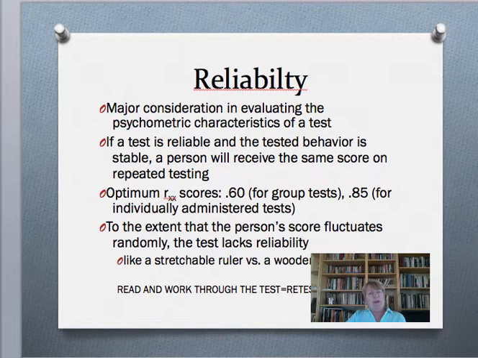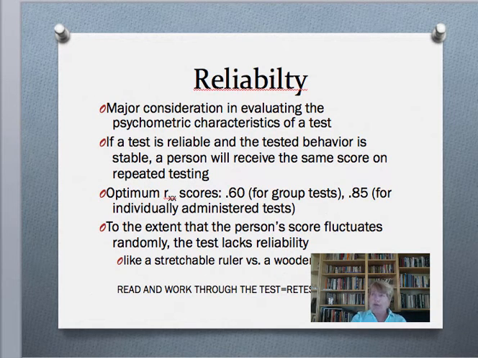And the question would be, well, am I seeing reliability coefficients of at least 0.85? And if not, if they're lower than that, I begin to question how usable this test is to make statements about a person. To the extent that a person's score fluctuates randomly, the test lacks reliability. And I've given you the example here of a stretchable ruler versus a wooden one.